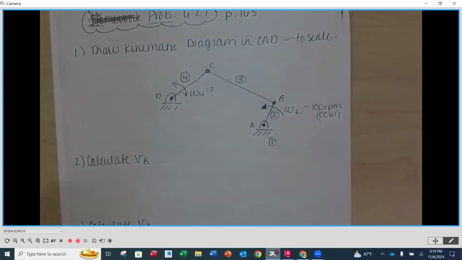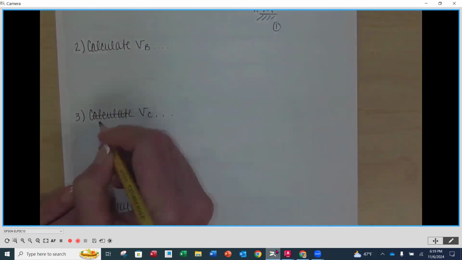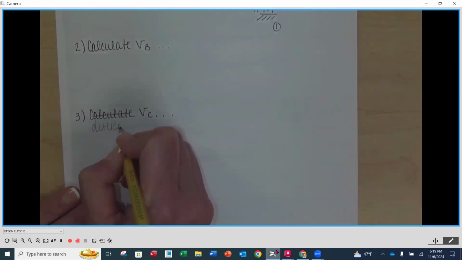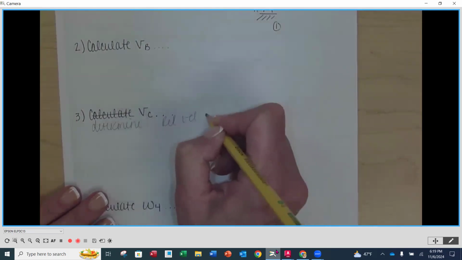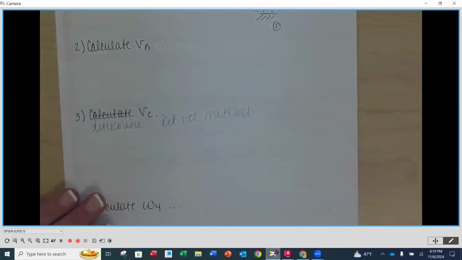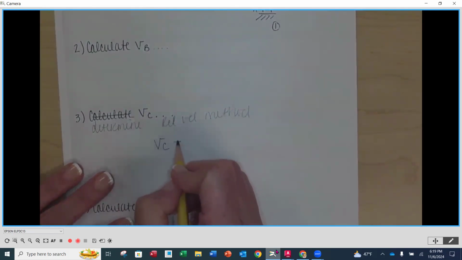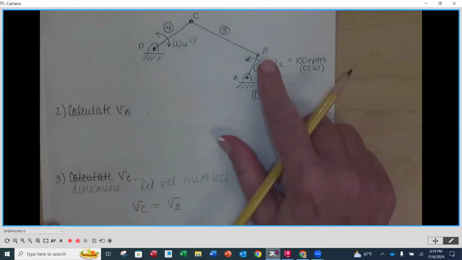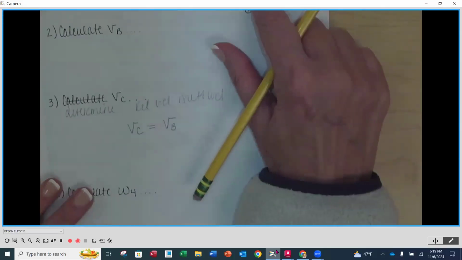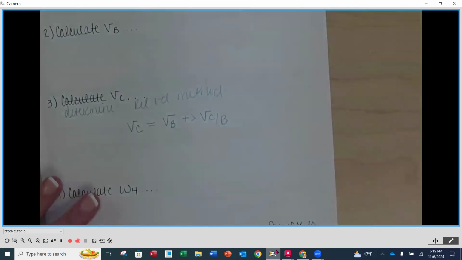So I'm going to go down to the velocity of C here. I think it's "determine" VC using the relative velocity method, okay? That means we're going to be determining it using that vector equation. So VC is equal to, this is our unknown, the velocity of B, which is going to end up being fully known up here, magnitude and direction, plus vectorially the velocity of C relative to B.